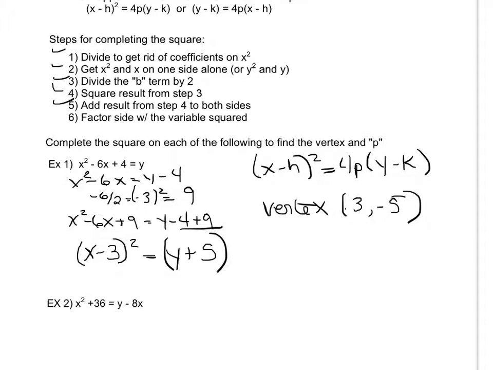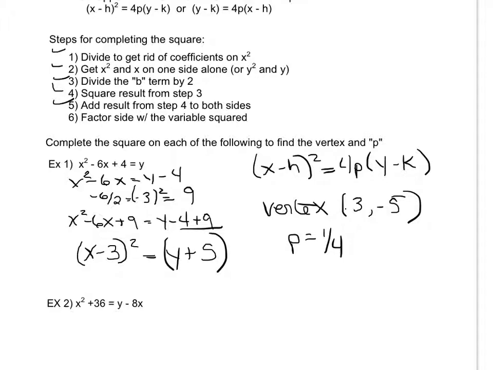So here's my y minus k. So I'm going to ask myself what p-value would have just a 1 out front. Because remember, if it's not written, it's a 1. So it looks to me that my p-value must be 1/4, since 4 times 1/4 is 1.